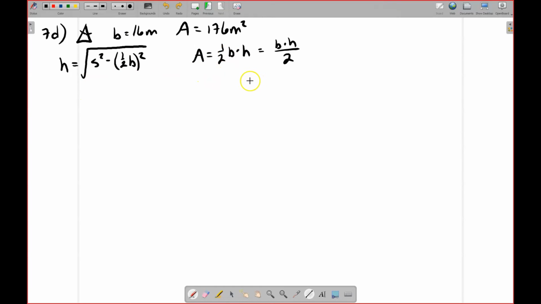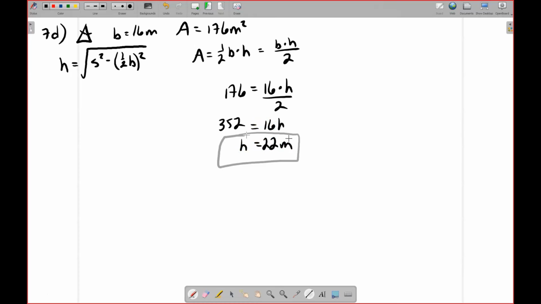So area, 176 meters squared, is equal to base times height over 2, so 16 times the height divided by 2. So 2 times 176 gives me 352 is equal to 16h. Dividing that out, 352 divided by 16 gives me a height of 22 meters. Now that I've got the height, I can plug that into the other equation.